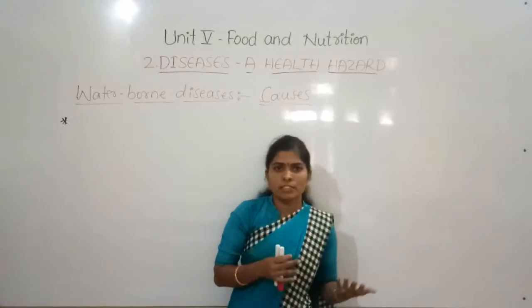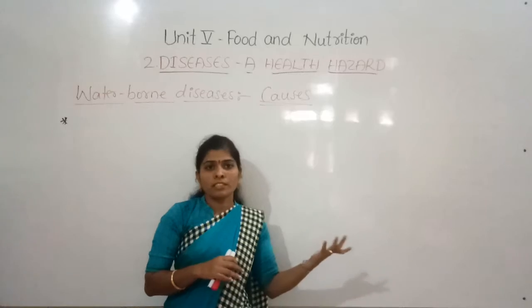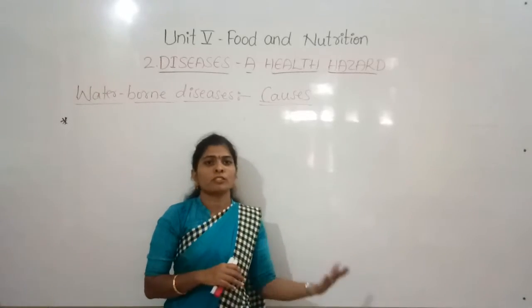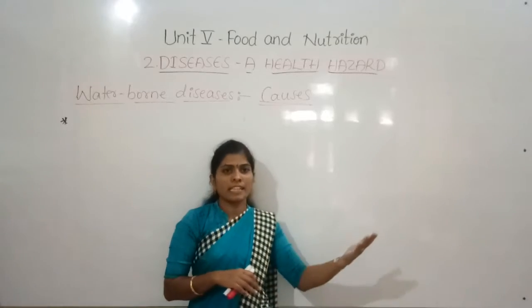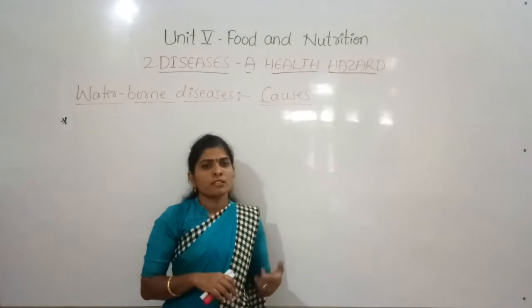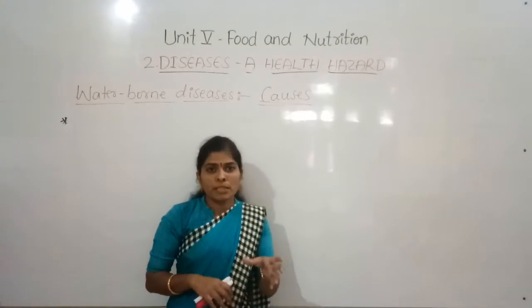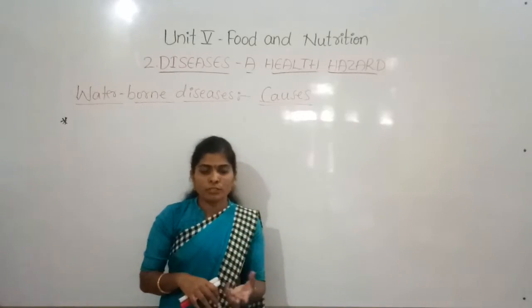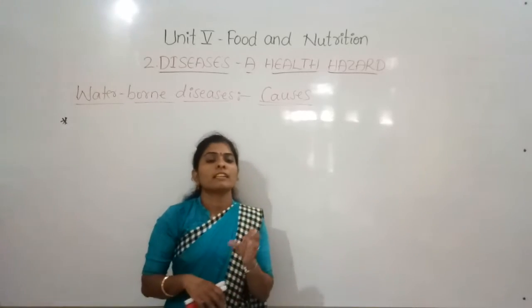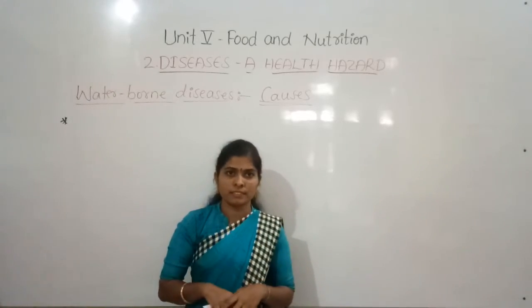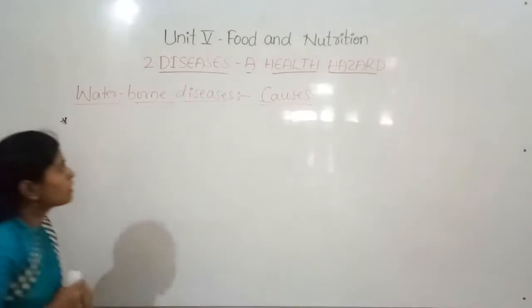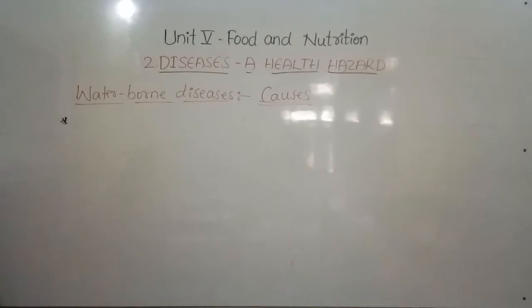And in some places, they fetch the water directly from such sources, from water bodies such as lakes and rivers. When we dump some garbage in those fresh water bodies, the germs will grow and these germs will spread the diseases. So the first cause is water from rivers or lakes.